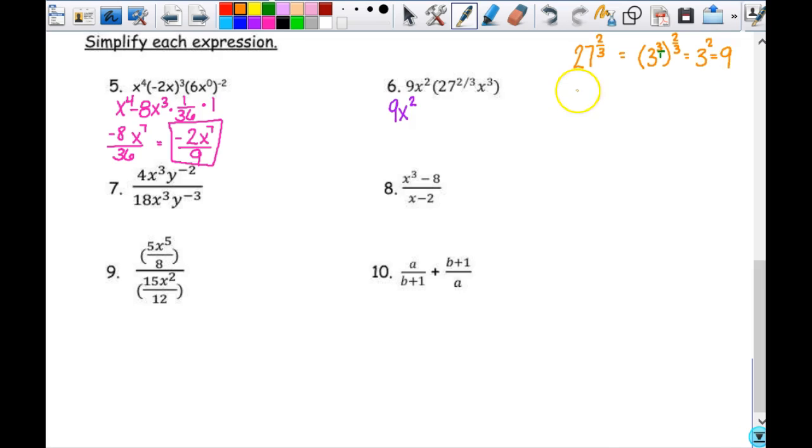The other way to look at it is the cube root of 27 squared. It's pretty much the same thing. It's just a different way of breaking the base, I guess. So the cube root of 27 is 3, and then 3 squared is 9. So when I bring that back over here, I've got 27 to the 2/3 power. That ends up giving me 9. And then that's x cubed. So 9 times 9 is 81. X to the 5th power.